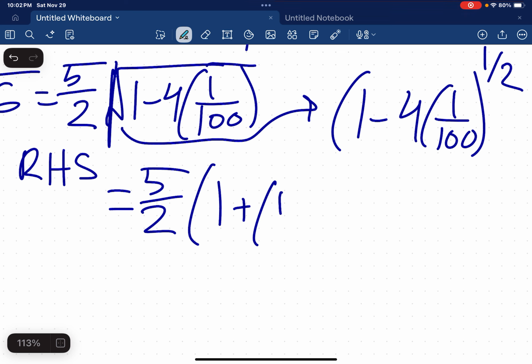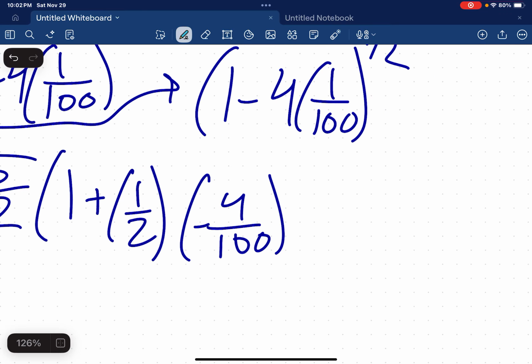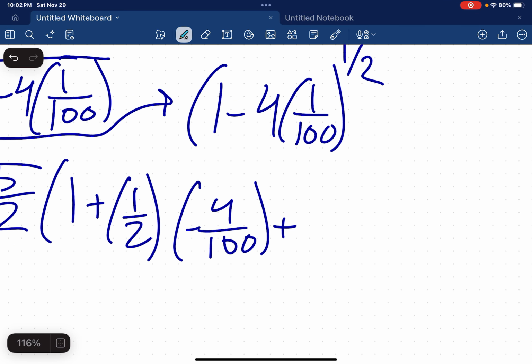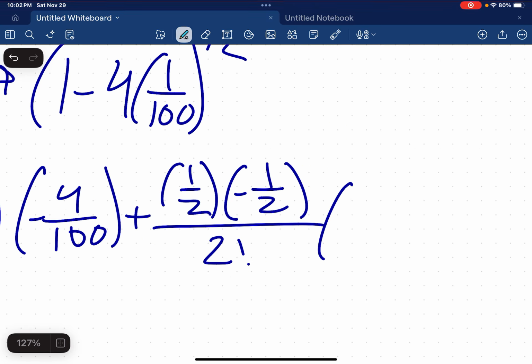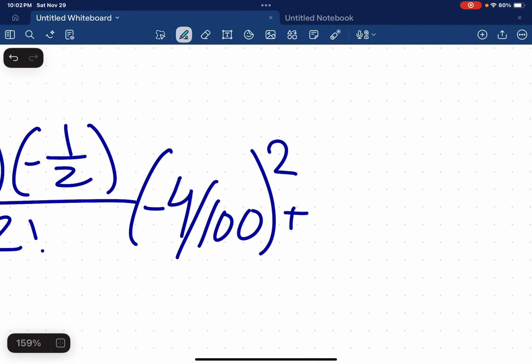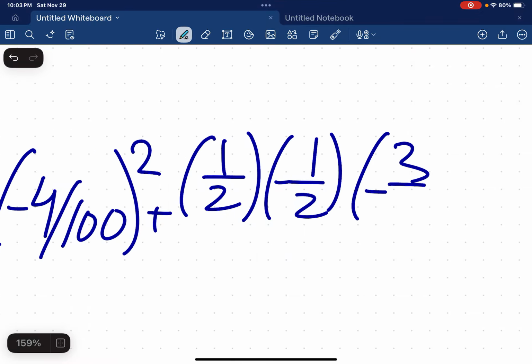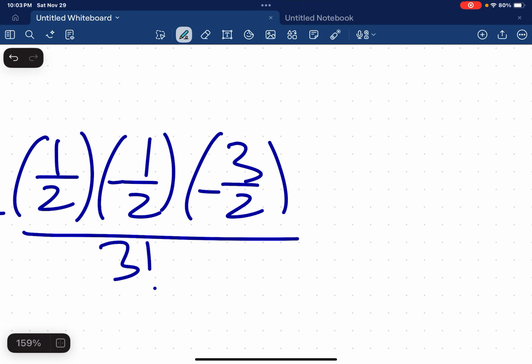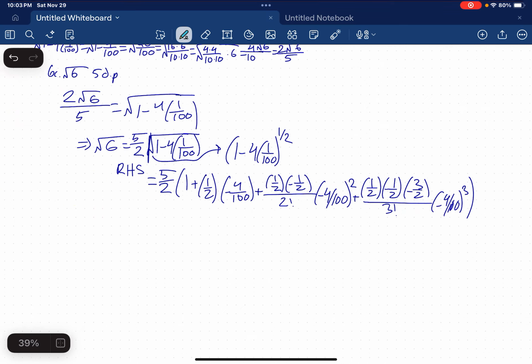plus 1/2 times negative 4 over 100 plus 1/2 negative 1/2 over 2 factorial, then negative 4 over 100 squared, plus 1/2 negative 1/2 negative 3/2 over 3 factorial, negative 4 over 100 cubed.